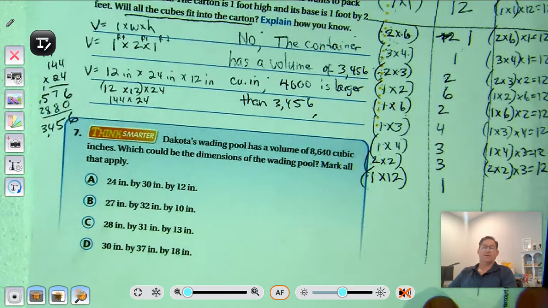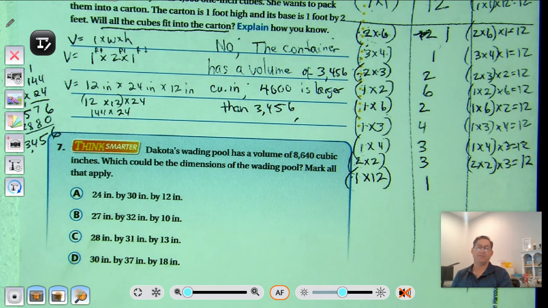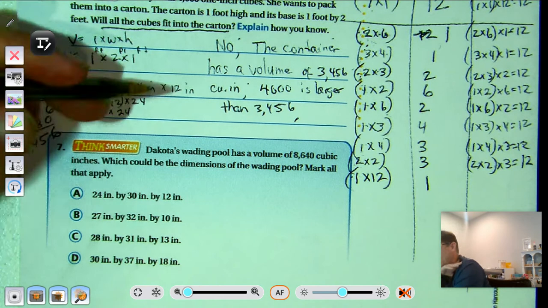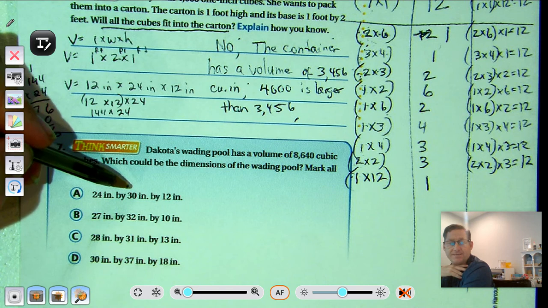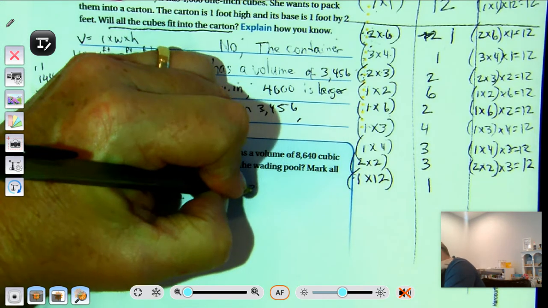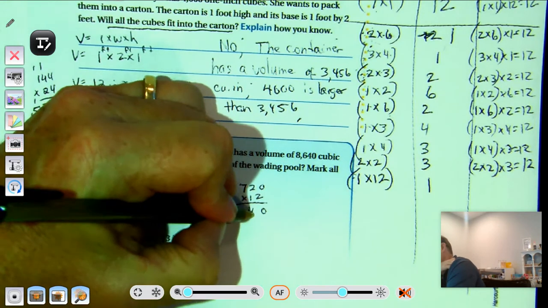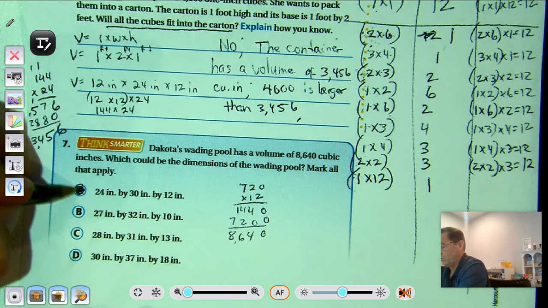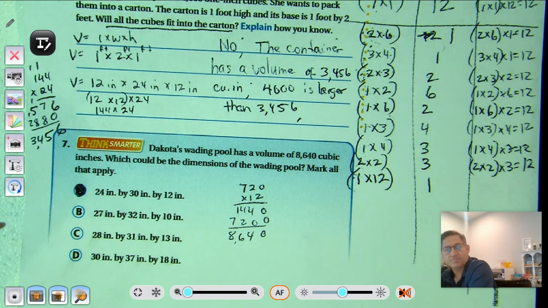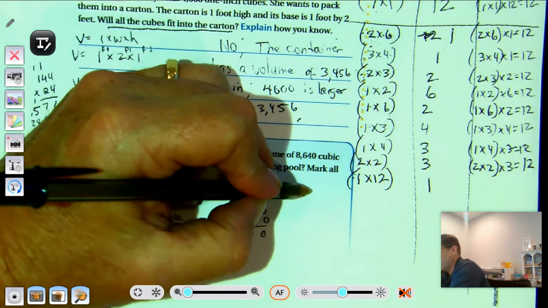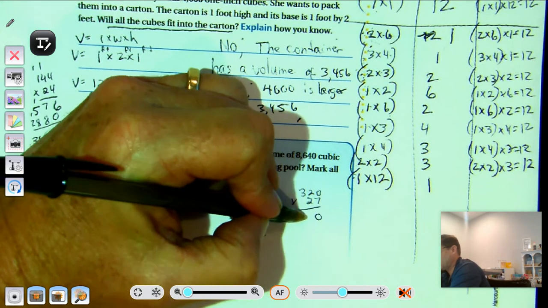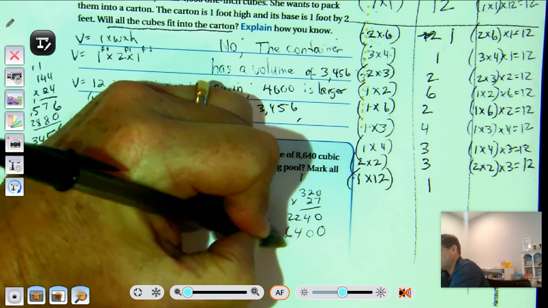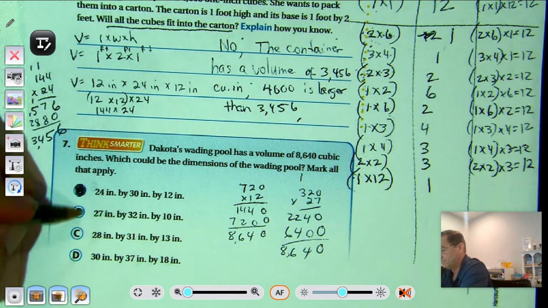And finally, number 7. Dakota's wading pool has a volume of 8,640 cubic inches, which could be the dimensions. All right. So multiplying those 3 together, do they come out to 8,640? 24 times 3 tens is 72 tens. So 720 times 12 is 8,640. So A works. 27 times 32 times 10. Well, 32 times 10 is 320 times 27. 8,640. That works.